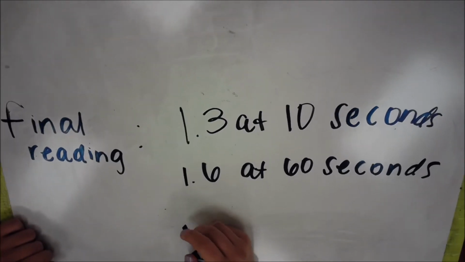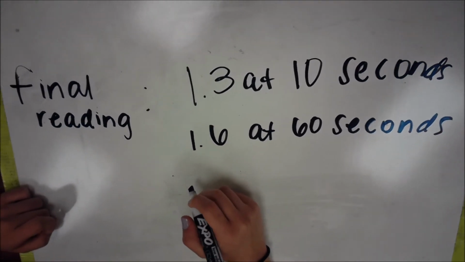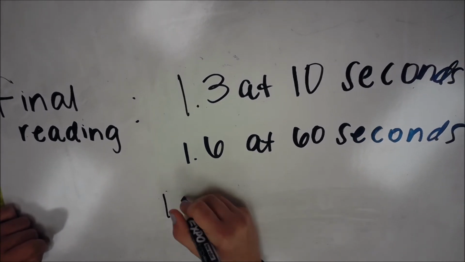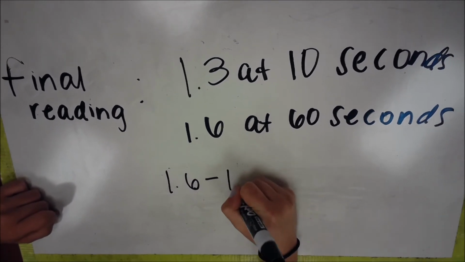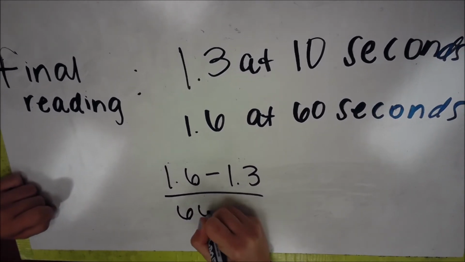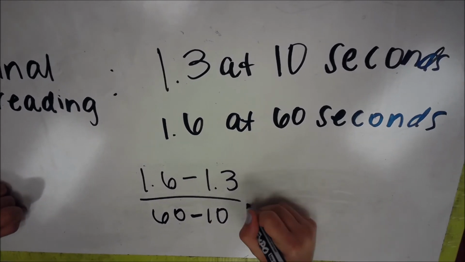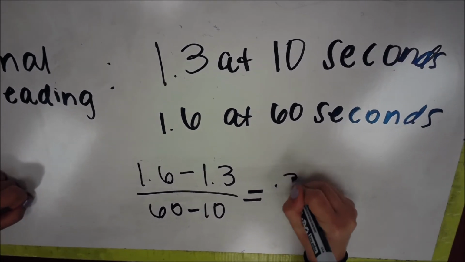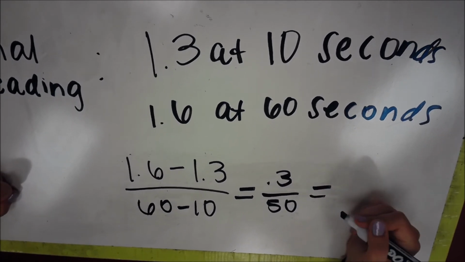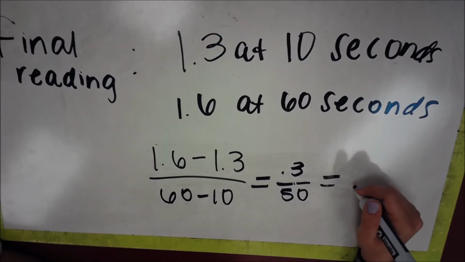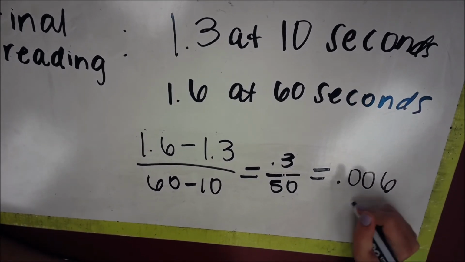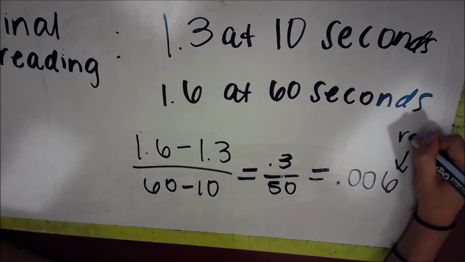To find the rate of this, you do the change in y over the change in x. So you would do 1.6 minus 1.3 over 60 minus 10. You would get 0.3 over 50. Now put that in your calculator. The answer is 0.006. That is your rate.